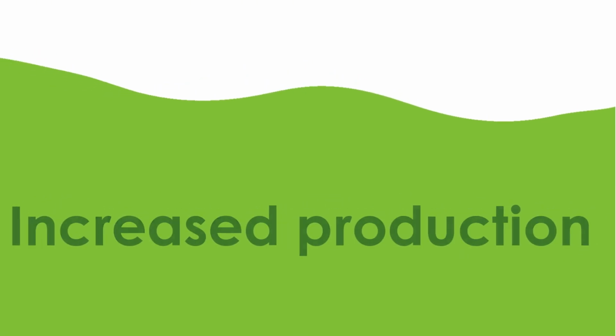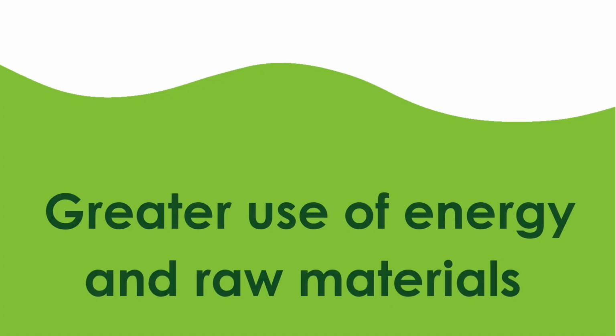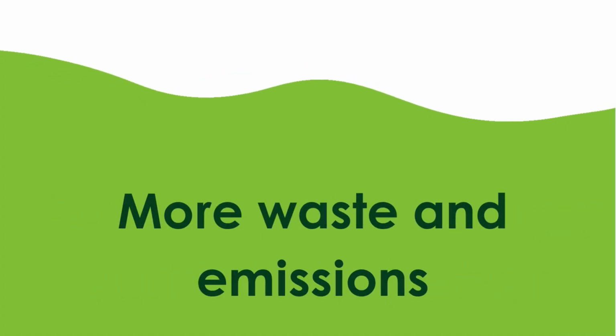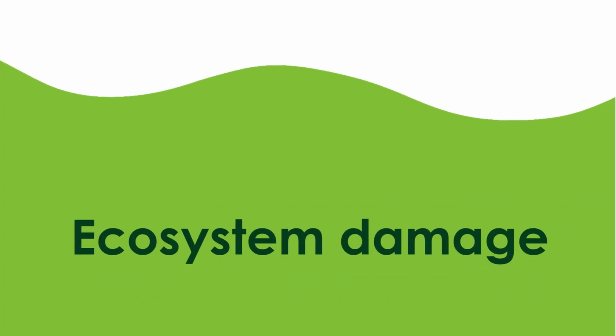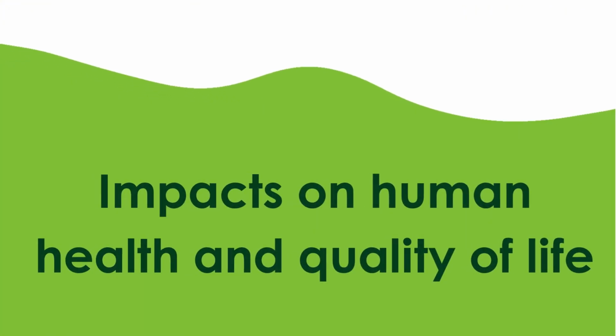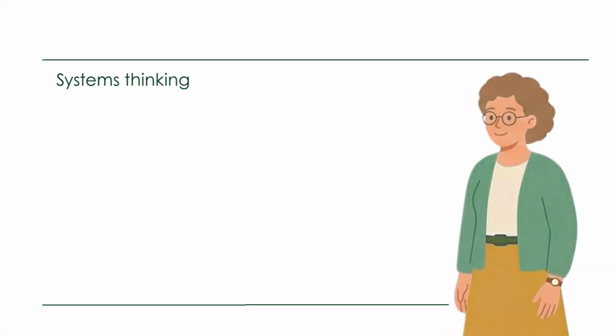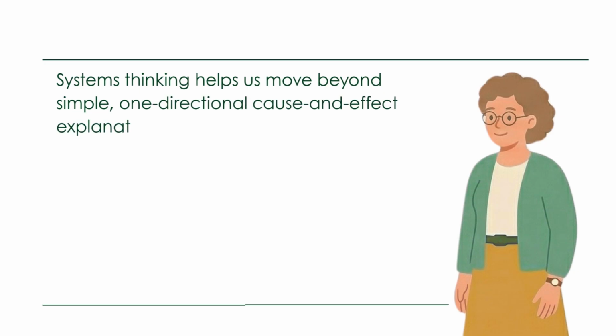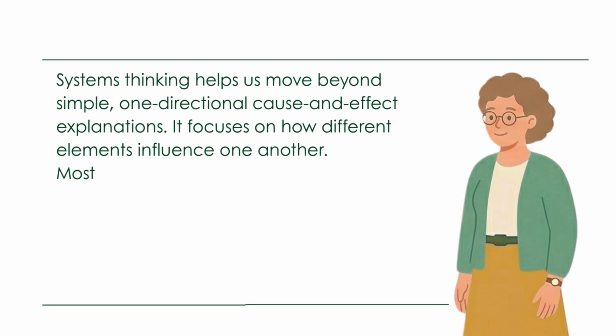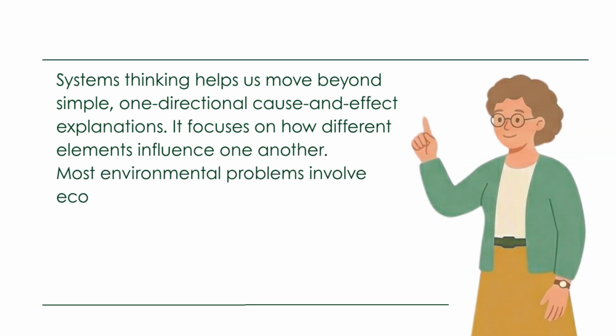Systems thinking. Overconsumption. Increased production. Greater use of energy and raw materials. More waste and emissions. Ecosystem damage. Impacts on human health and quality of life. Systems thinking helps us move beyond simple, one-directional cause and effect explanations. It focuses on how different elements influence one another. Most environmental problems involve ecological, economic, and social factors.